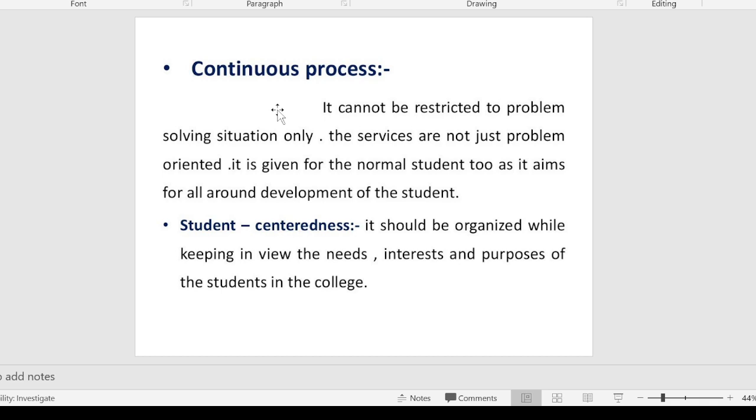And next one is, it is a continuous process. Don't say that I explained it at the age of 10th class, now no need to give any suggestions. No, counseling and guidance is always a continuation process.